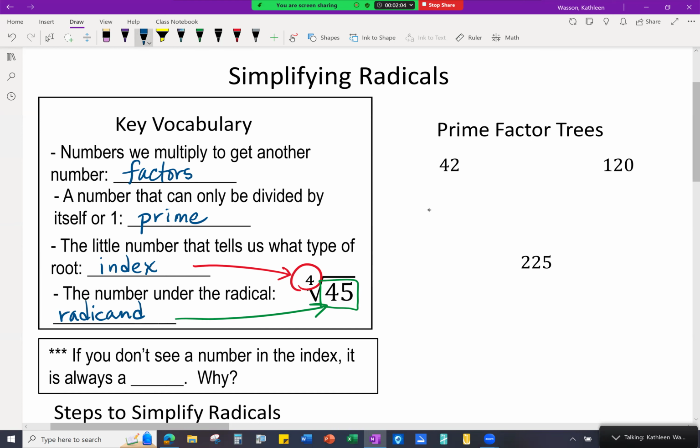If you don't see a number in the index, it's a 2. The reason for that is we know this is a square root, and we know this is the inverse of a quadratic. And so these are related. So when this is blank, we call that square root, and the index then is a 2.